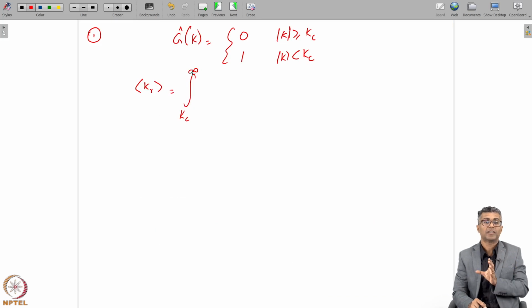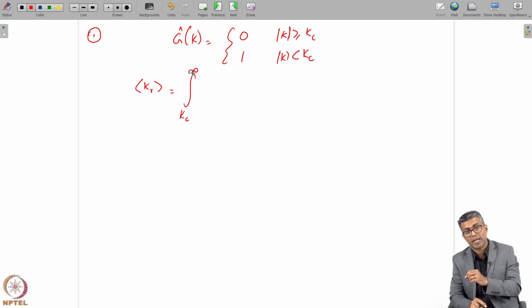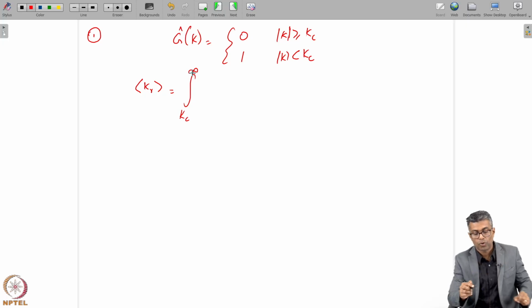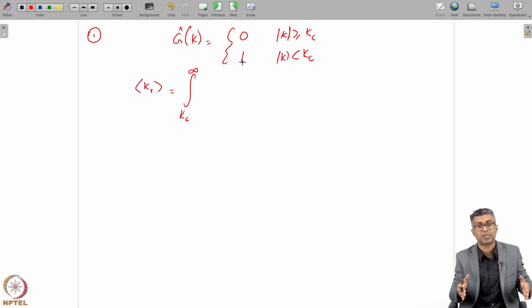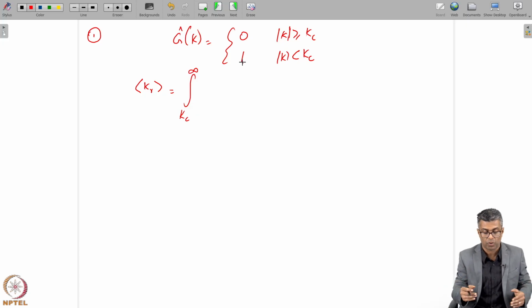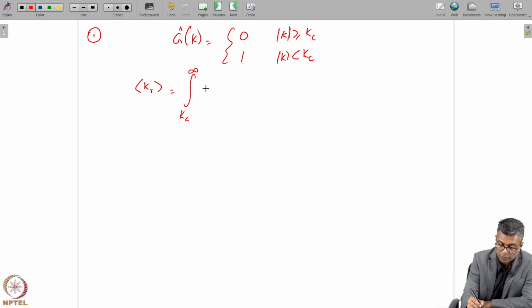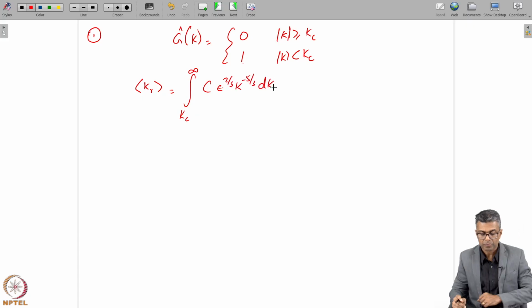Because after kappa c, g hat is 0 and you are taking 1 minus that. When you do 1 minus 1 it becomes 0, so less than kappa c that function becomes 0. Then you have the Kolmogorov spectrum, which is C epsilon to the 2/3 kappa to the minus 5/3 d kappa. This is what you have.